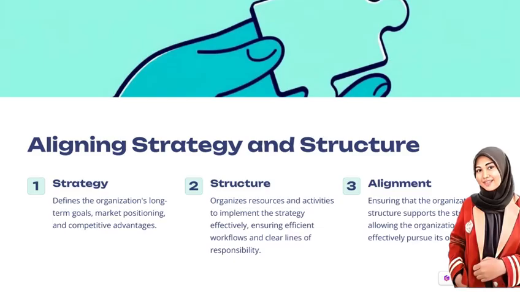and resource allocation. Structure. Structure refers to the way resources, roles, and activities are organized within the organization. It creates a framework for implementing the strategy by ensuring efficient workflows, clear lines of responsibility, and coordination across departments and teams. Alignment.